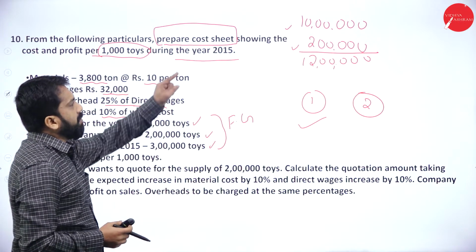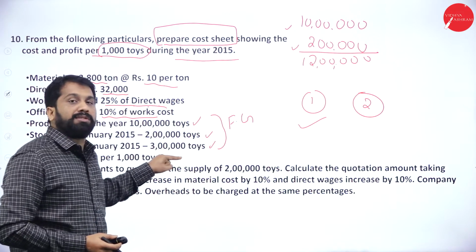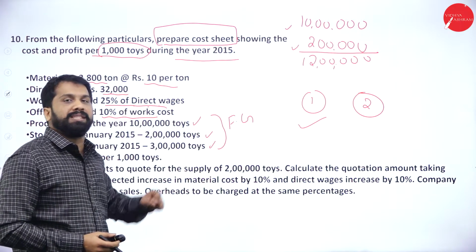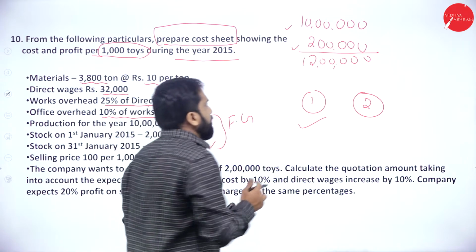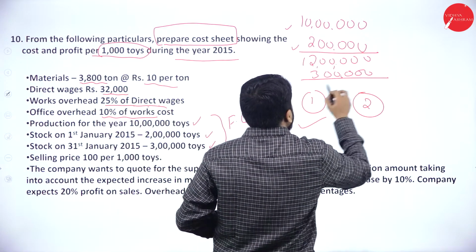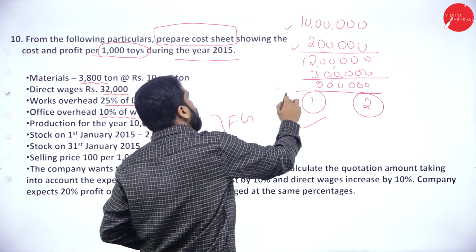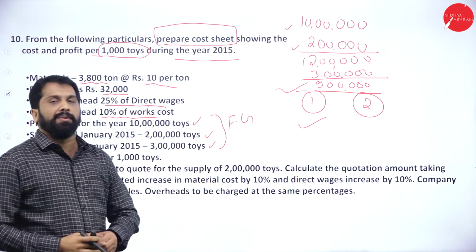So total it will be how much? 12 lakh. Out of 12, 3 lakh you have not sold. That is called as closing stock. Now, closing always what? Minus. 12 minus 3, it will be how much? 9 lakh. This is all about your selling quantity.